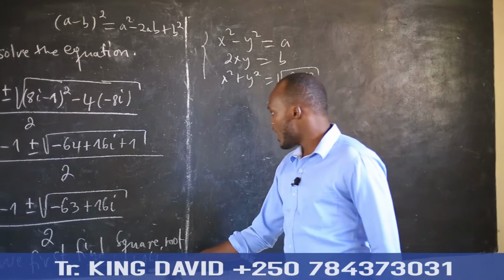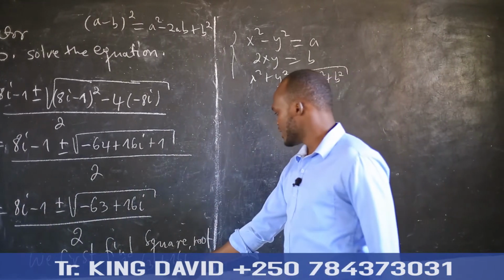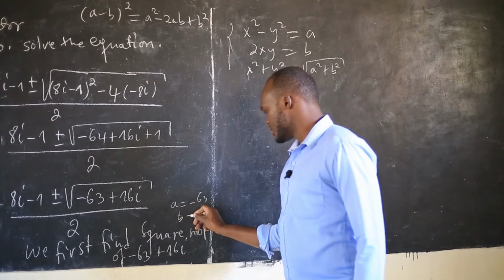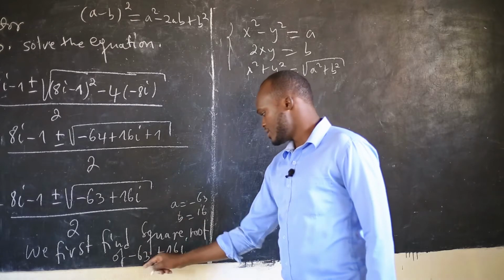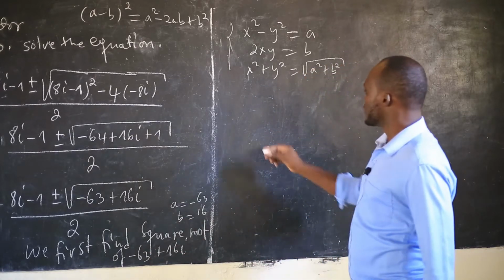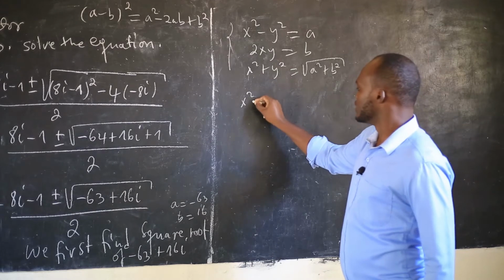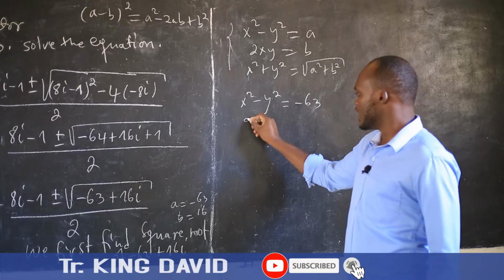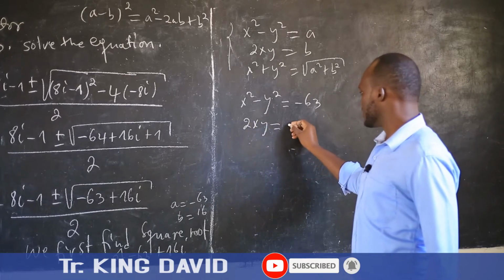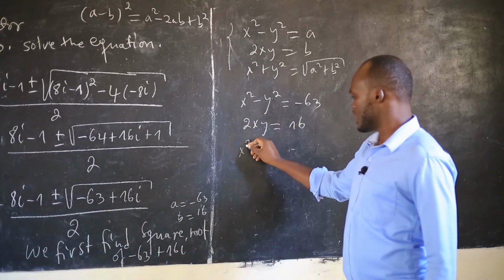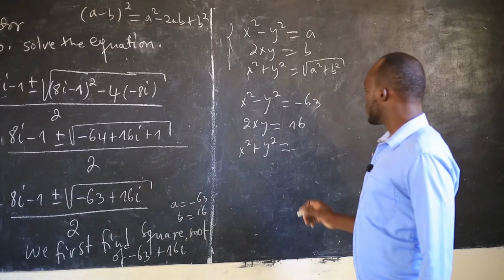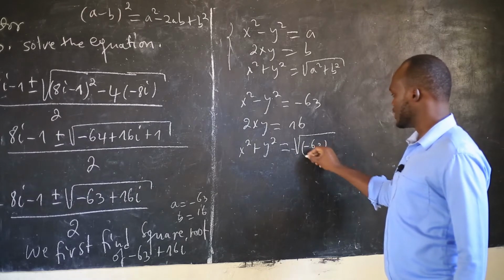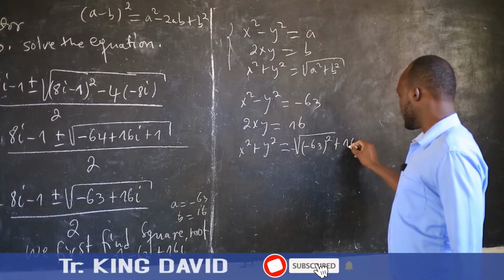Now, our A here is negative 63 and our B is 16. Which means that x squared minus y squared equals negative 63, 2xy equals B, which is 16, then x squared plus y squared will be equal to the square root of negative 63 squared plus 16 squared.